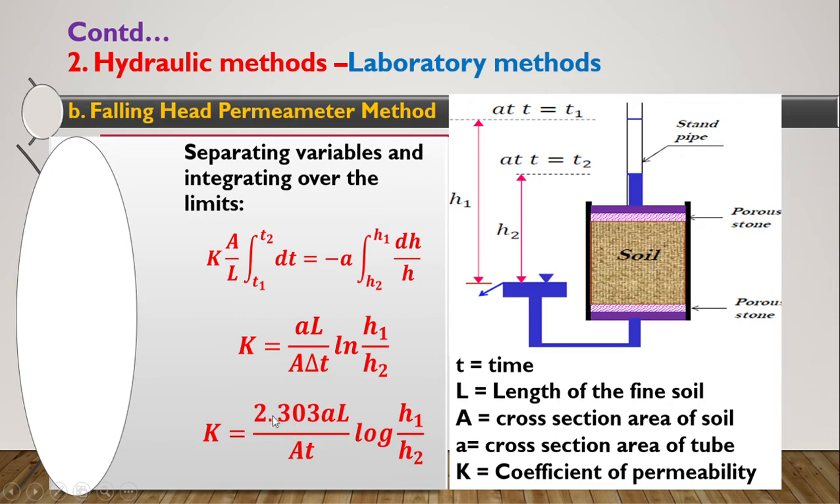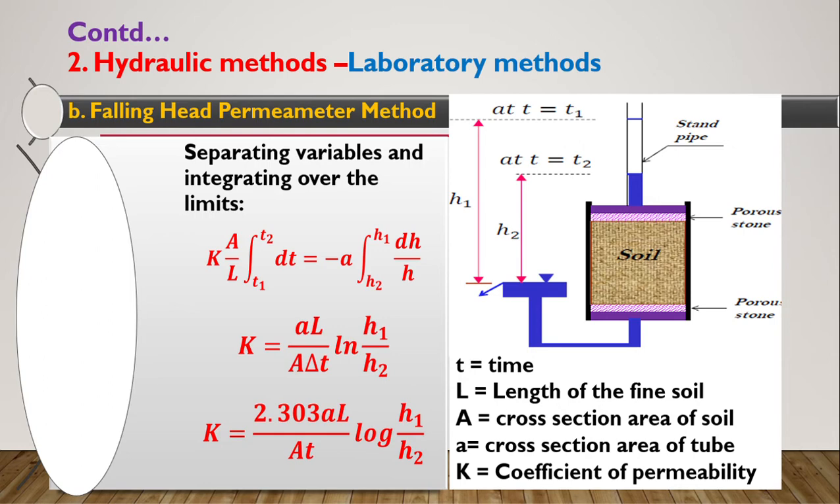And finally, we will get the equation K is equal to 2.303 aL divided by A delta T log H1 by H2. This 2.303 came after converting this natural logarithm into log to the base 10. When we are converting natural logarithm into log to the base 10, we have to multiply it with 2.303. So this will be the equation for finding K using falling head permeameter method. Hope it is clear for you. If it is not clear, you have to write this equation once and derive it. So this is a simple equation.